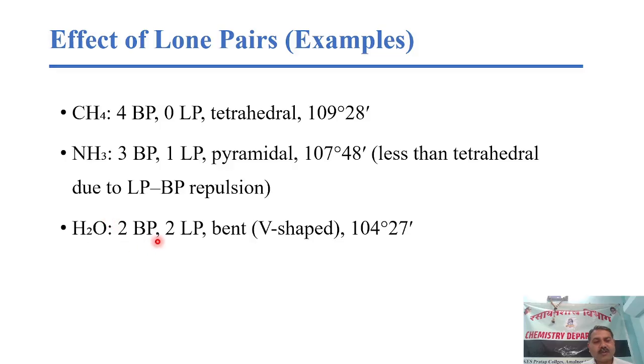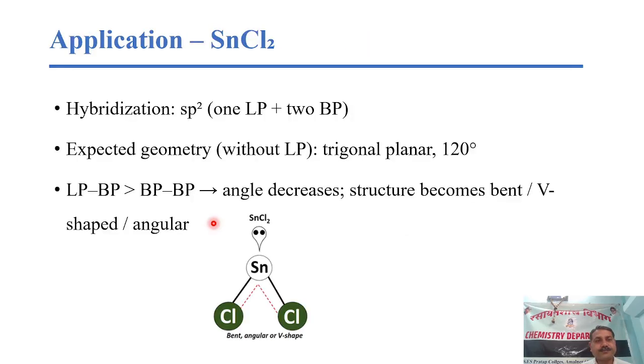In the case of H2O molecule, there are 2 bond pairs and 2 lone pairs. So its expected geometry will be tetrahedral, but actually it is bent or V-shape due to lone pair repulsive interaction. The shape of this molecule is bent or V-shape and the bond angle is reduced to 104 degrees 27 minutes. That is less than the expected one because of the presence of 2 lone pairs of electrons.